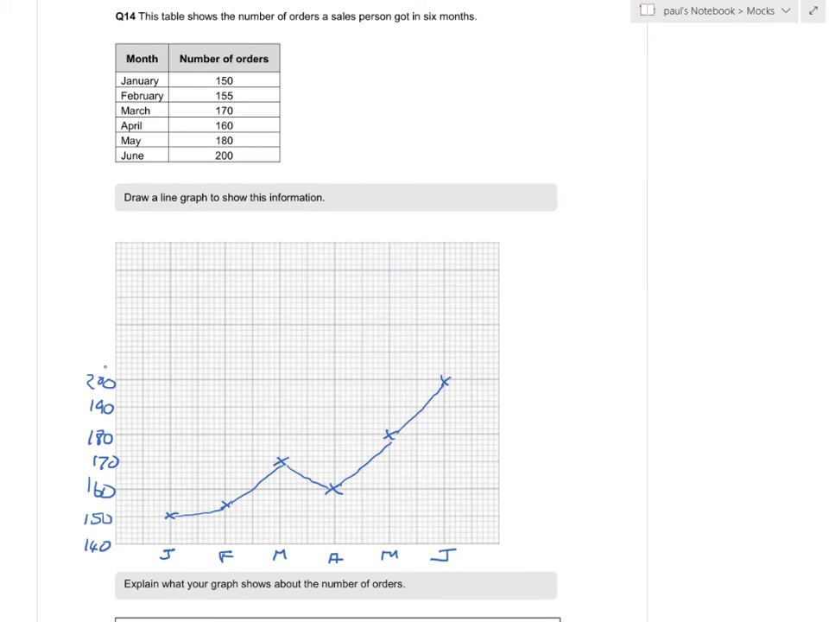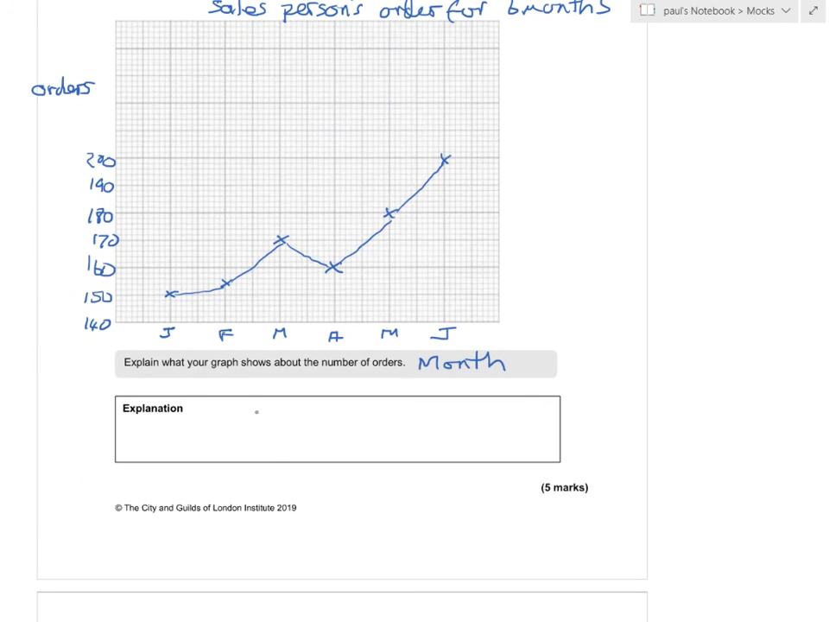And don't forget, put the labels on, otherwise you'll lose points. Month and orders per salesperson. Orders for 6 months, just in case they take away points because you haven't put a label on the top. Right, what does your graph show about it?